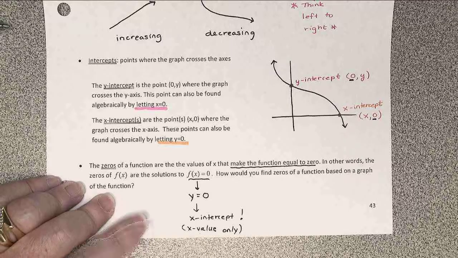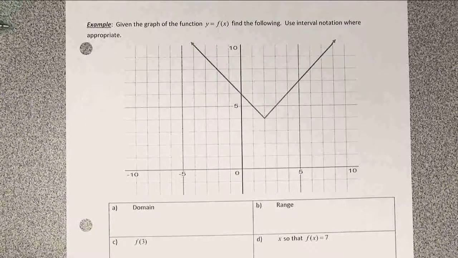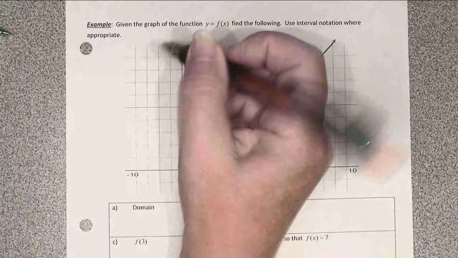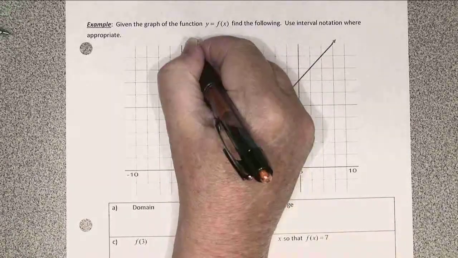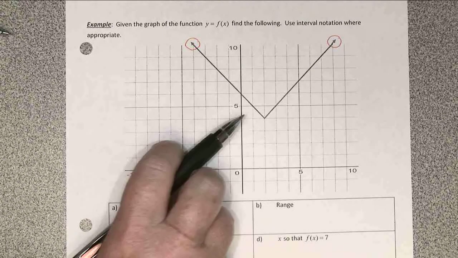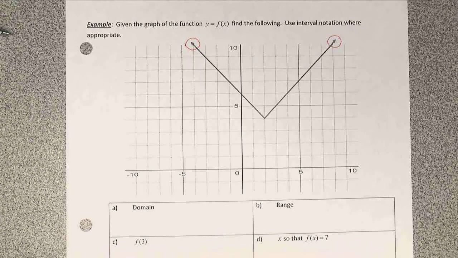All right, let's look at a couple of graphs and see if we can find some of these things. We'll start with this one, y equals f of x. And I'm going to begin by asking for the domain and the range. Notice in this case that this graph continues to go on forever. What we're seeing here with these arrows is a graph that's going to continue to go up in that same direction forever on the left side, and again up in that same direction forever on the right side.